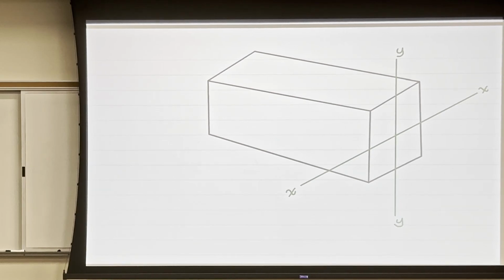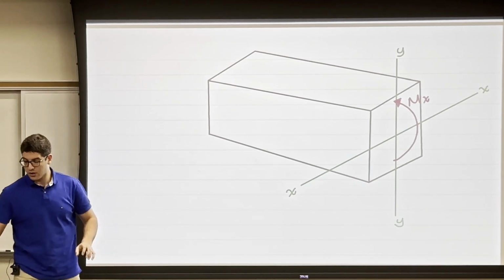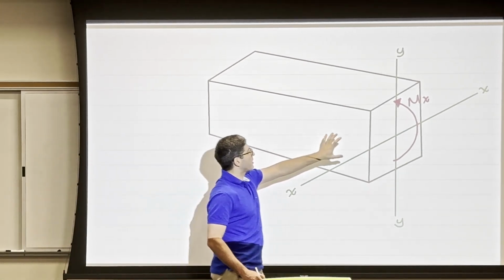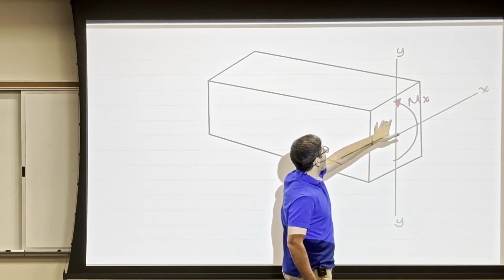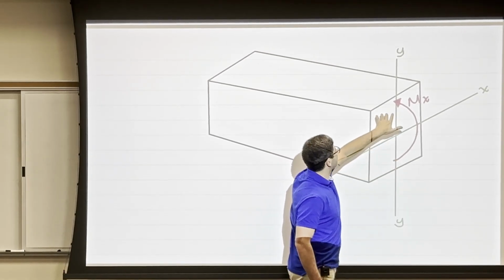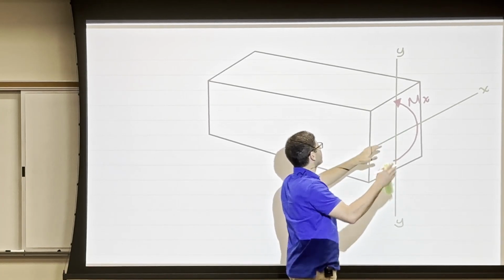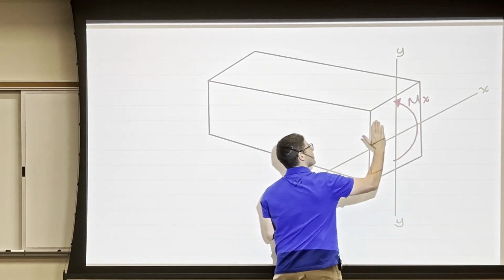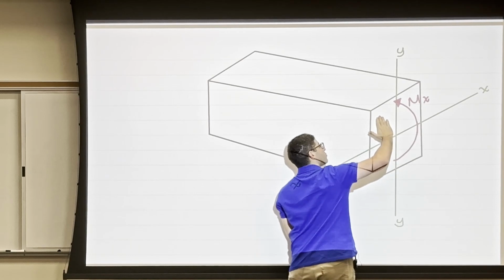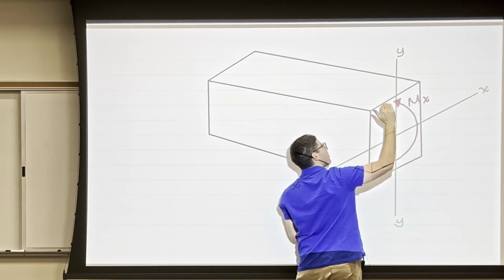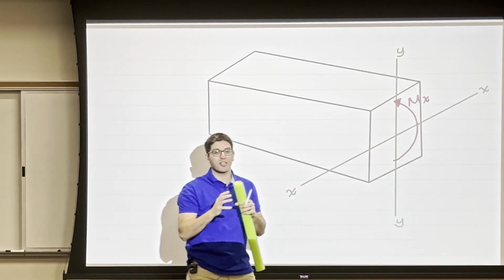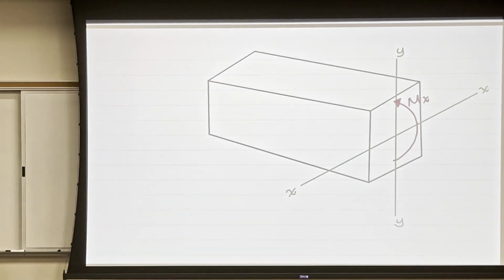But what if, which is what I covered in the first part of lecture 13, I do have an internal moment, mx, which is moment around x here. If I have a moment around x, that means the upper side of the beam is in compression, and the lower side of the beam is in tension. Because if I apply a moment like this, look at my hand, the lower part of my hand is getting pulled, and the upper part of my hand is getting pushed. That's why the cross section itself feels normal stress.